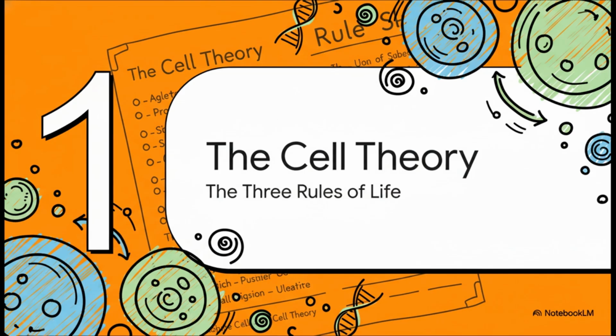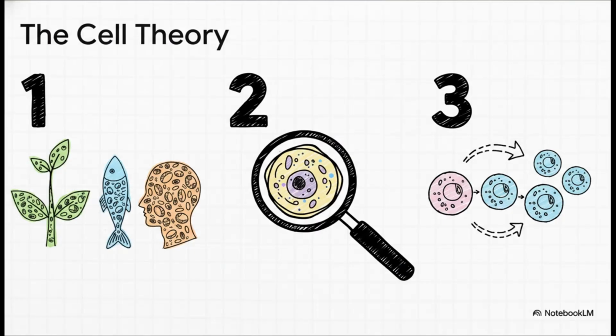You know, it wasn't some single aha moment. It was this slow, incredible realization, built over centuries, that led to one of the most important ideas in all of biology, a kind of universal rulebook for life called the cell theory. And the crazy thing is, it's actually super simple when you break it down. It just has 3 core rules.